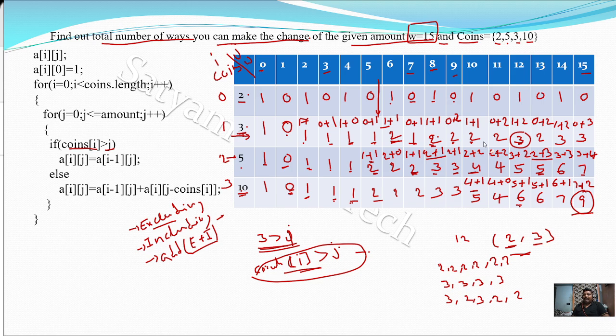For example, in the 15 you can take one 10 rupee coin, one 3 rupee coin, and one 2 rupee coin, that is 15. Also I can take one 10 rupee coin and one 5 rupee coin, that is 15. Like that you can take one 2 rupee coin, one 3 rupee coin, and one 10 rupee coin to make 15. Like that there are 9 ways to make 15 by using these coins.